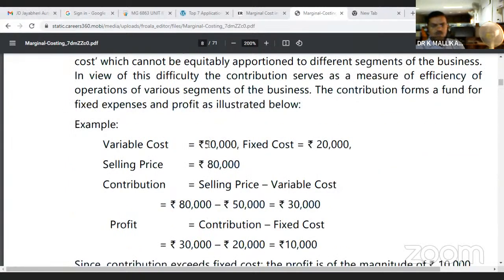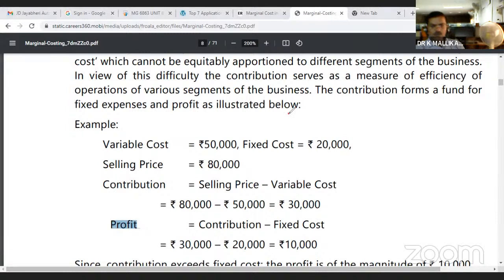So we have variable cost, fixed cost and sales. Contribution is equal to sales minus variable cost. Sales is 80,000 and variable cost is 50,000, so 30,000 is called contribution. Now we need to calculate the profit. What we can do is contribution minus fixed cost to calculate profit.